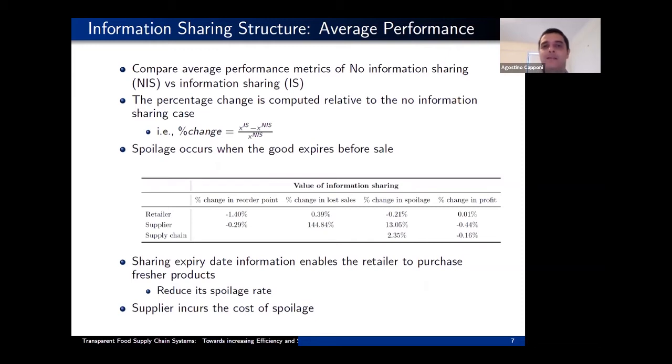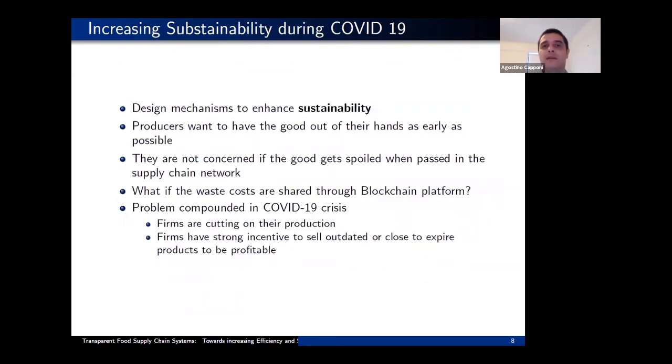And of course, this is a model that still lacks a clear trade-off, which is what we want to incorporate as part of this project. We want to design mechanisms, first of all, that enhance sustainability. Typically, the producers want to have the good out of their hands as soon as possible. They don't want to deal with goods, they want to get profits out of it and then pass the cost to others. And the question is, what happens if these costs are shared through the blockchain platform?